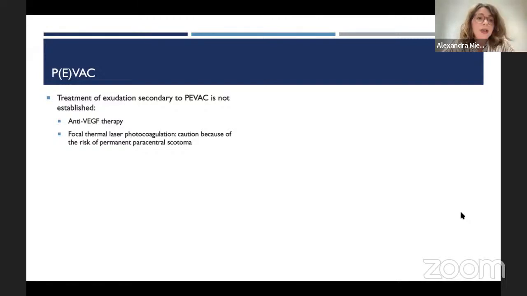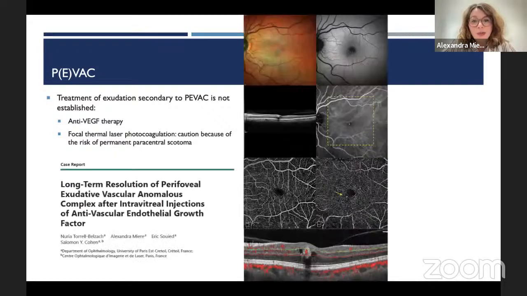What about treatment? So the treatment of exudation secondary to PVAC is not established. Do we do only monitoring? Do we perform some anti-VEGF injections? If the patient does not respond to anti-VEGF injections, could we perform focal thermal laser, for example, knowing that the lesion is really perifoveal and we risk a paracentral scotoma in our patients? So we tried, I think, all three options.